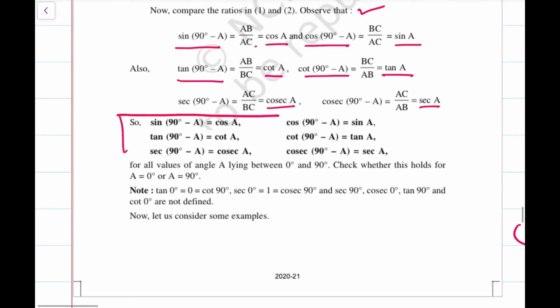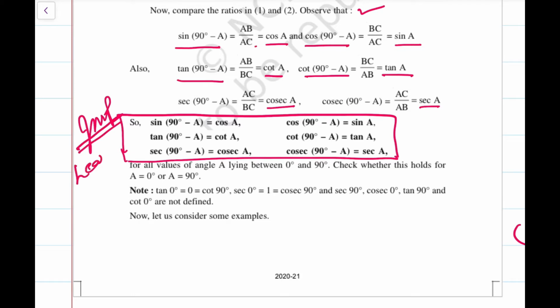These are the important relations which we need to learn. This is true for any angle A between 0 and 90 degrees. Where A is 0 or 90, note that tan 0 is 0 and cot 90 is also 0. Sec 0 is 1 and cosec 90 is also 1. In the same way, sec 90, cosec 0, tan 90 and cot 0 are not defined. They are complementary to each other.